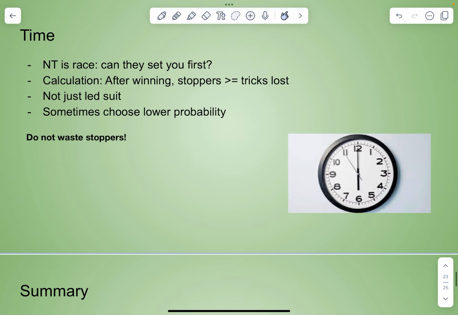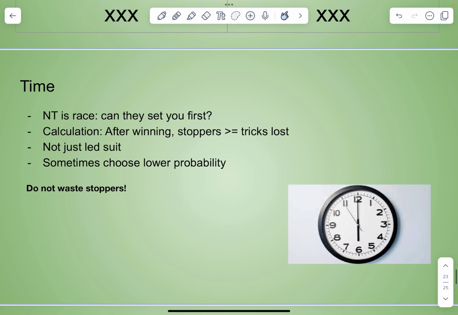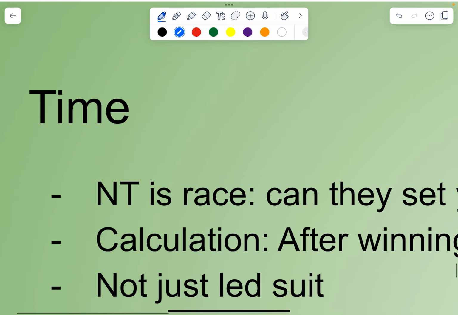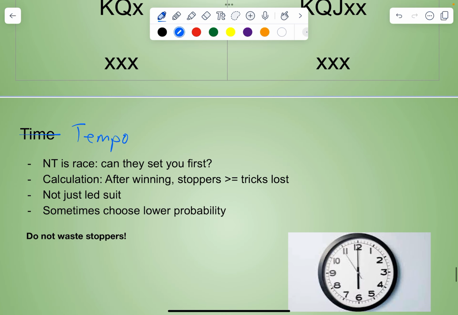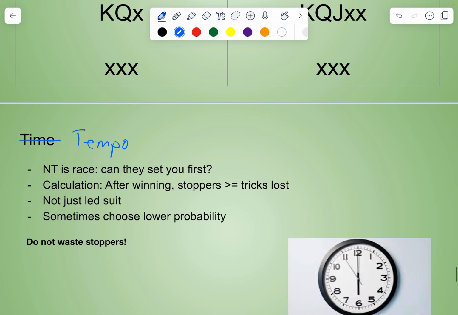And the last thing is this concept that I titled "time." I think it's more accurately called tempo. So for example, if I have 13 tricks, and I have enough entries and all this stuff, you've seen how 13 tricks can become less than 13 tricks if we have entry issues, but 13 tricks can also become less than 13 tricks if they take a trick first.